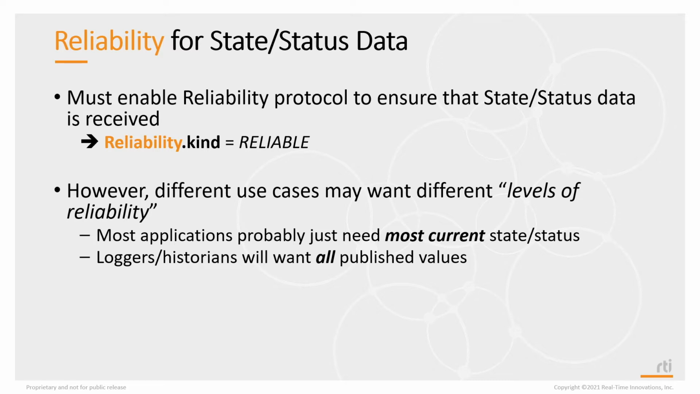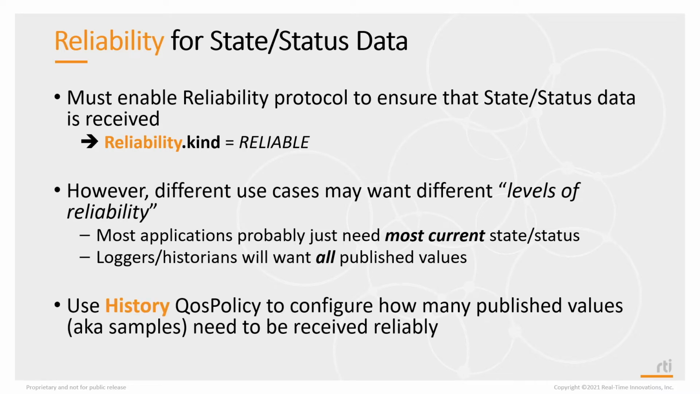Of course, for some state or status data, for some use cases, you may want all the data. For example, if you're a logger, you're basically doing a black box recording, you're going to want perhaps all the data that was sent. But an application that's controlling the system may only need the most current value of the state or status. So how much data you get, how much reliability you have, is controlled by the history QoS policy. It can configure how many of the published values, how many of the data samples that are sent need to be received reliably.